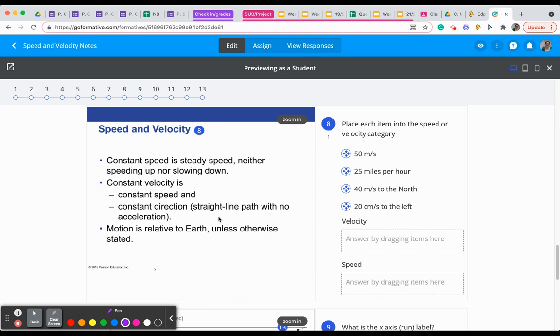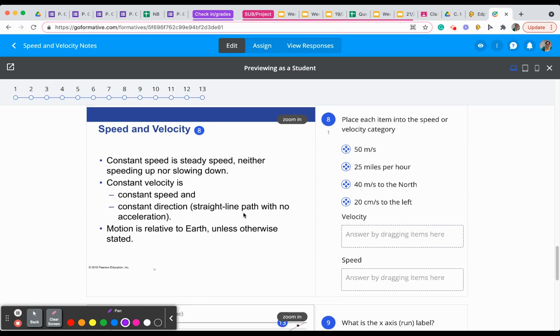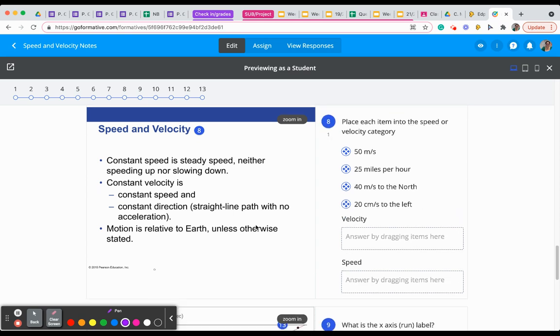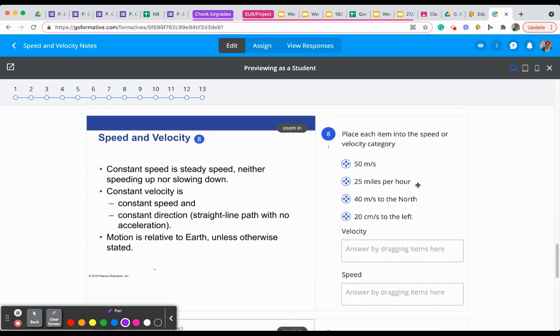And we define that as acceleration, actually. And we'll be getting into acceleration more in a few days. Motion is always relative to Earth unless otherwise stated. And that just is to keep things simple.